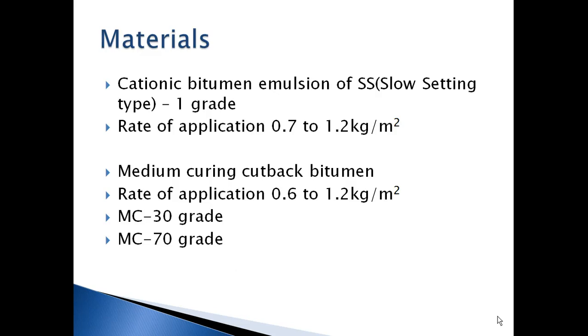The materials used for this prime coat are cationic bitumen emulsion, which is low setting type of grade 1, and the rate of application is 0.7 to 1.2 kg per meter square. Even medium curing cutback bitumen of grade 30 or 70 can also be used. There's a slight variation in the rate of application, which is 0.6 to 1.2 kg per meter square.